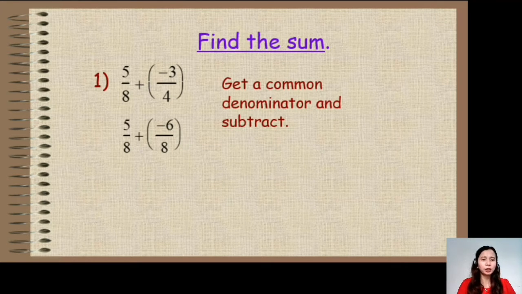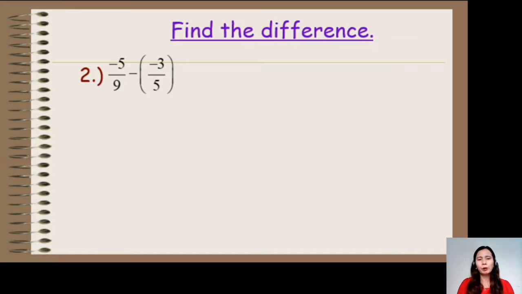Applying the rule of addition, we must subtract the numerators because of different signs. Then copy the sign of the bigger or greater absolute value. Copy the denominator, then add the numerators. 5 plus negative 6, different sign subtract, then copy the sign of the bigger. Sum: negative 1 over 8. How about this?